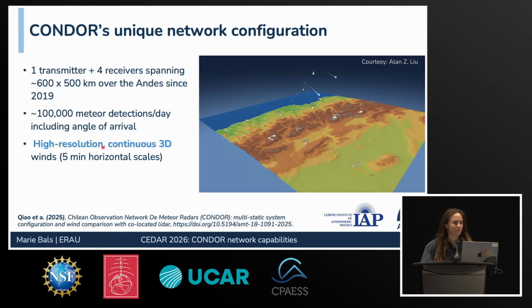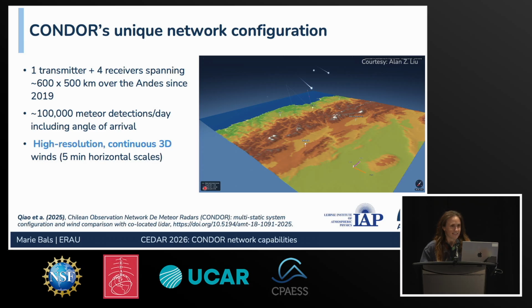So just to give you a quick overview of this network, let's see if this plays. Yes, so we have one central transmitter station and then 4 receiver stations that are basically spread out over the main ridge of the Andes. We have an observing volume of about 600 to 500 kilometers, and we have data since 2019. Currently we're observing with 4 stations, soon to be 5, and we are routinely at about 100,000 meteor detections per day. And as Mesosphere people, we're very excited about the high-resolution, continuous, and 3-dimensional wind estimates.